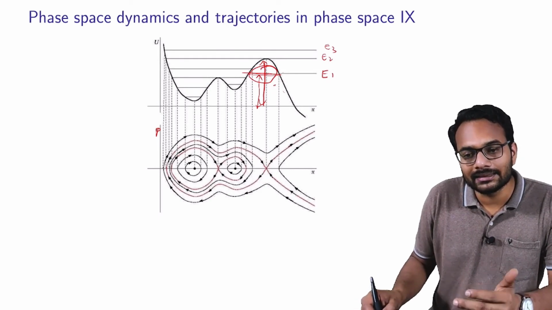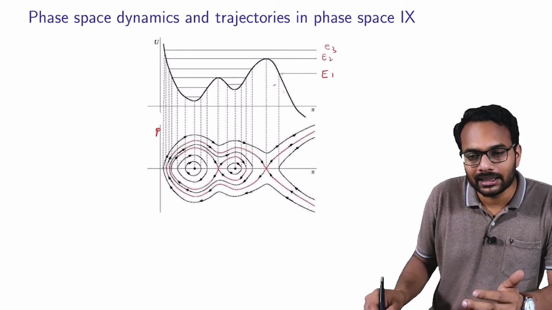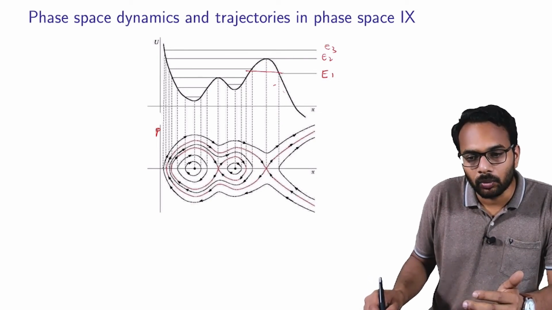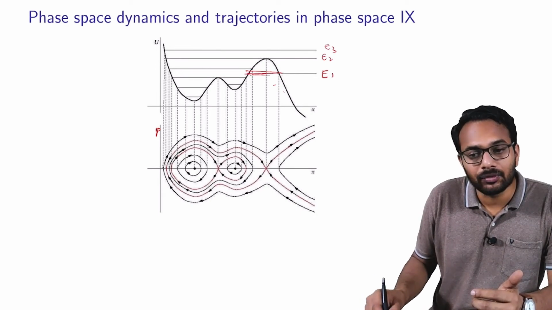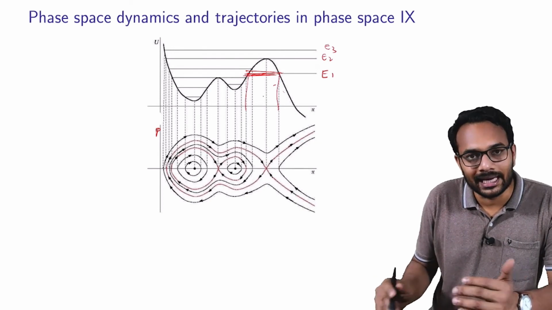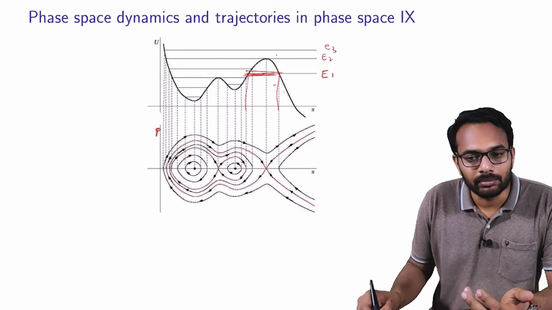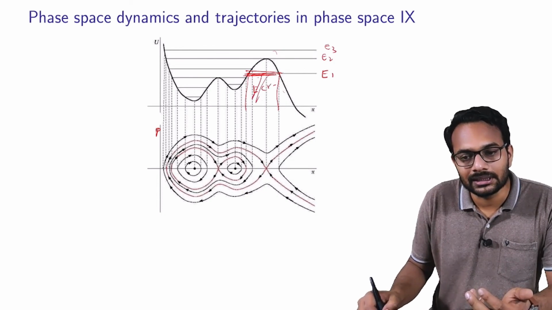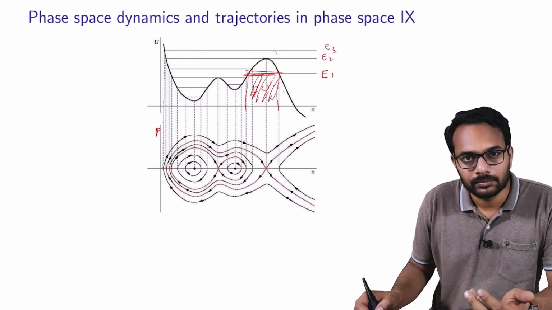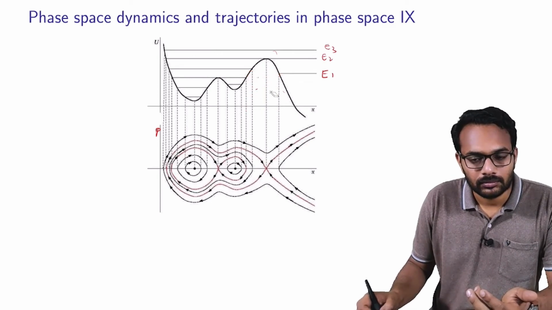The total energy is less than the potential energy. It's clear that if you extend this line for E1, if a particle has energy E1, then this region along the x-axis is completely forbidden, because inside it E is less than V. This is a forbidden region. That's one point.